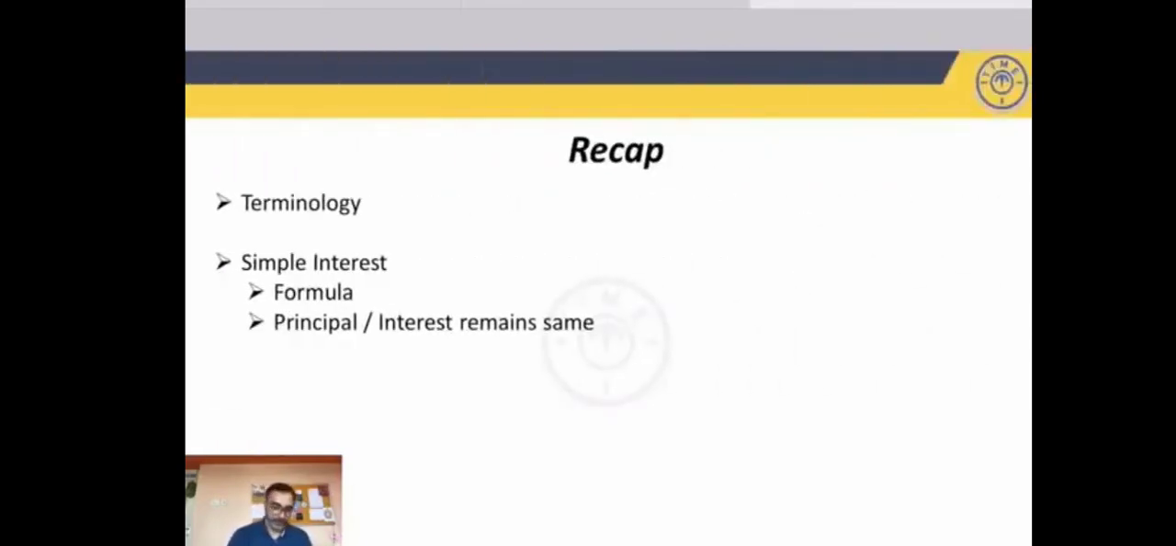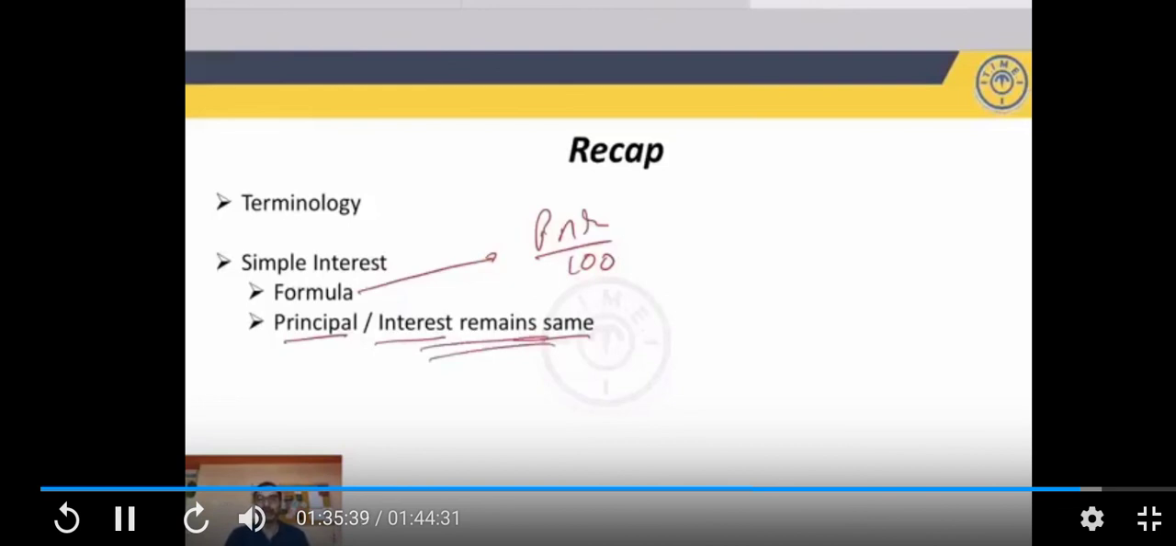Then we went to simple interest. Under simple interest, what is the important point we have seen? And the formula. Now what is the formula we have seen? It is nothing but PNR by 100, that is, principal into time into rate of interest by 100. Okay. And we have seen the interest remains the same. That means under simple interest, what we observed is the principal doesn't change. The principal remains constant for any number of years. Okay. Since the principal remains the same, the interest also remains the same.